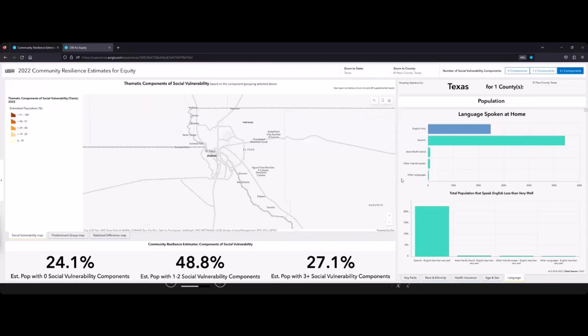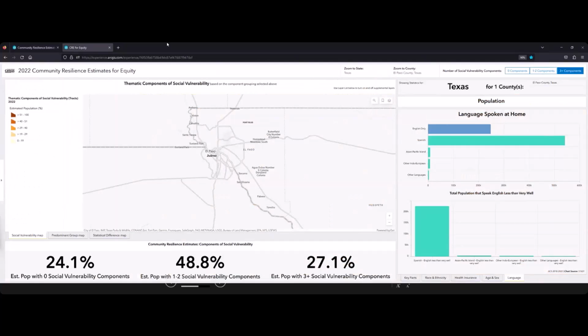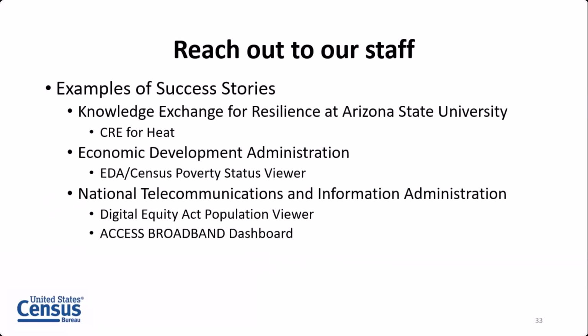Okay, so these are two of the dashboards that we have available to you to play with the CRE data. Once again, standard CRE dashboard and CRE for equity dashboard. So let me go back to my PowerPoint presentation. We would like to encourage you to reach out to your staff. Examples of success stories include Knowledge Exchange for Resilience at Arizona State University, Economic Development Administration, and National Telecommunications and Information Administration.